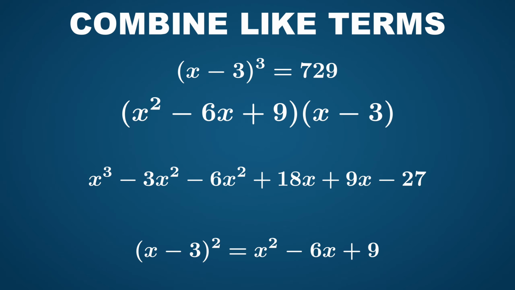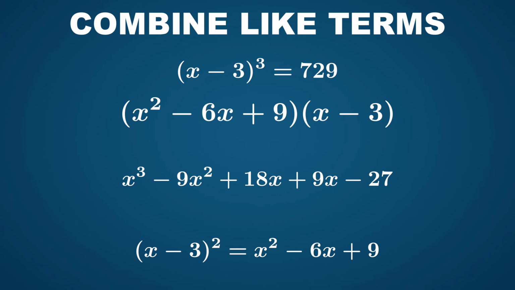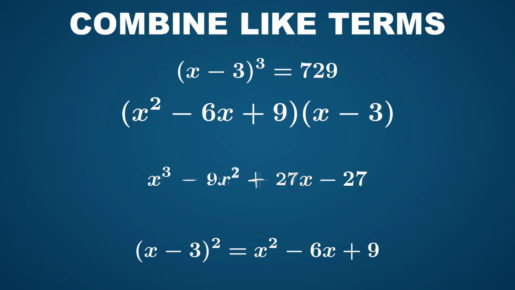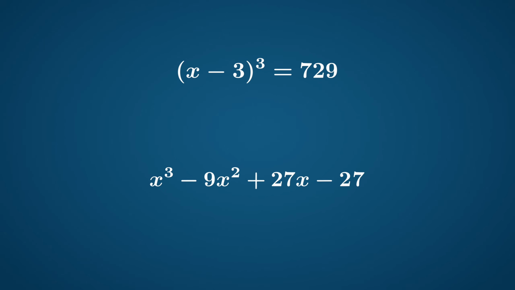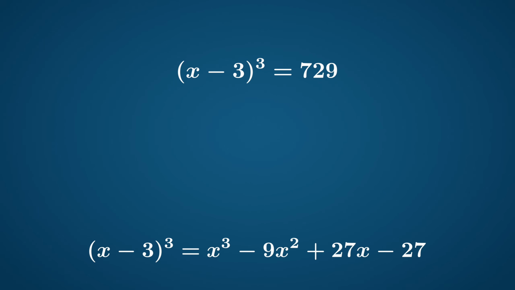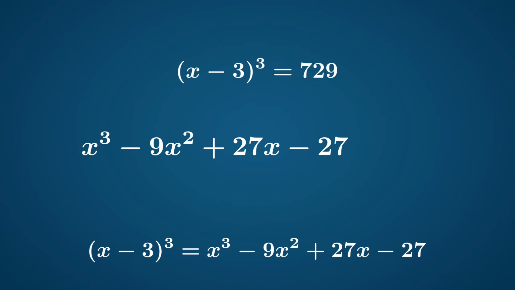Now we gather up the like terms and combine each group. Negative 3x squared and negative 6x squared make negative 9x squared. Positive 18x and positive 9x combine into a positive 27x. The expansion is x cubed minus 9x squared plus 27x minus 27. So the equation reads x cubed minus 9x squared plus 27x minus 27 equals 729.